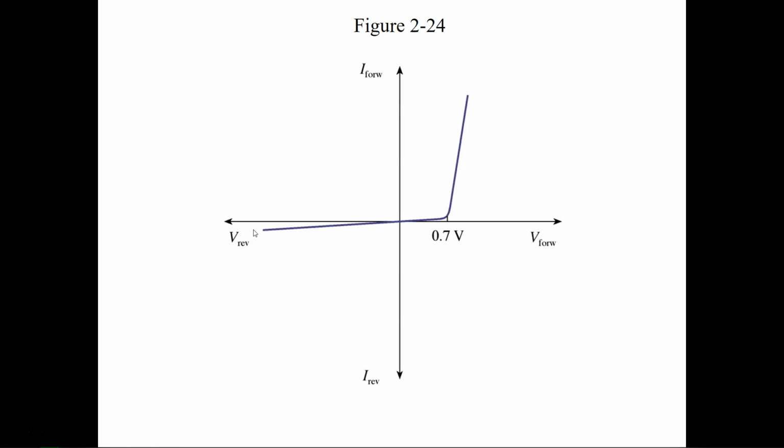So in the reverse bias, your current is decreasing, and in the forward bias, your voltage is increasing and your current is increasing. Now on the reverse bias, it's a very gentle slope. On the forward bias, it's very steep.